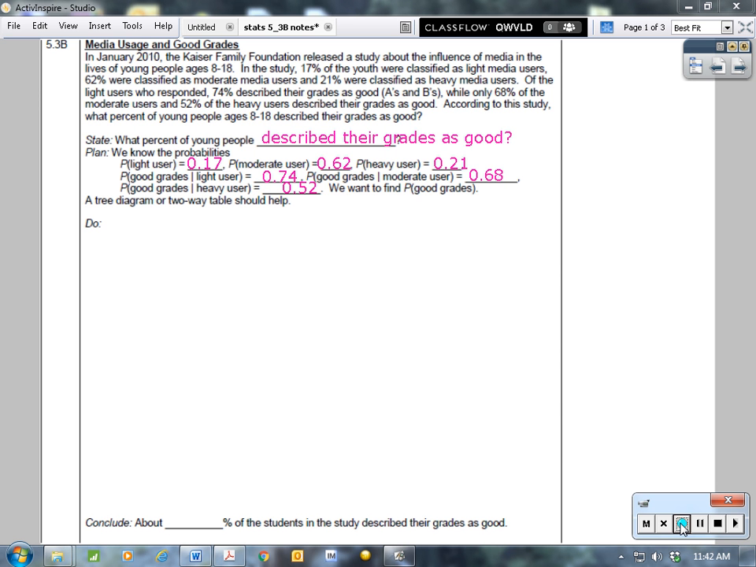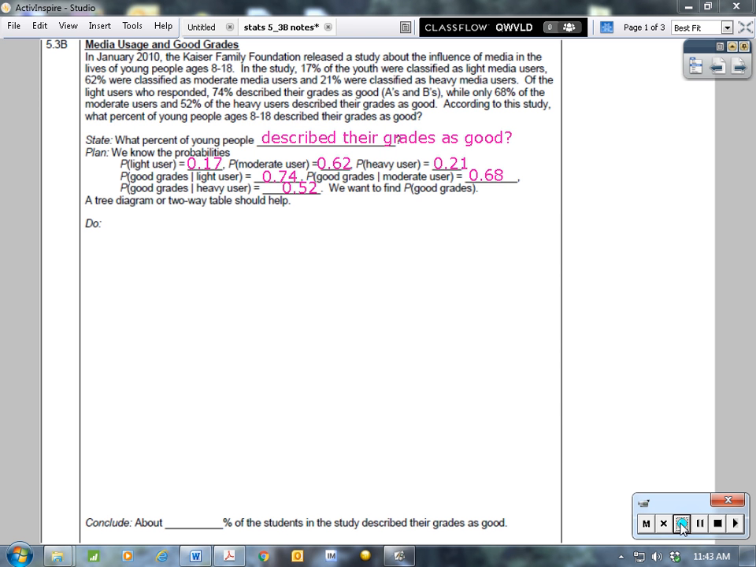So our state is what we're trying to find, and that is what percent of young people describe their grades as good. Now, for the plan, we're going to go ahead and talk about what do we already know. So we know that light users are 17%, so 0.17. Moderate users, 0.62. Heavy users, 0.21.